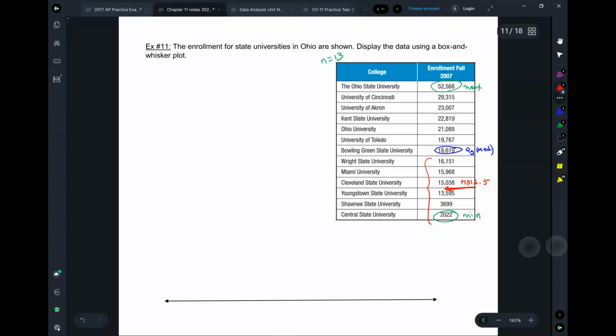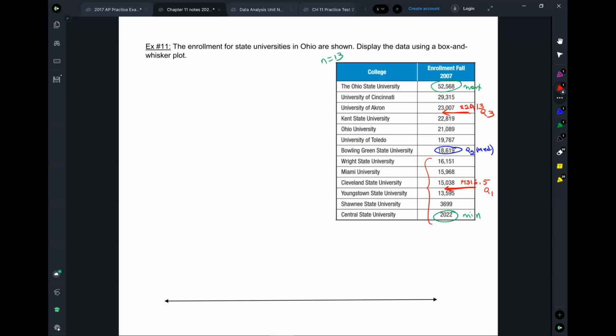Good. This is Q1, right? Remember, it's in the bottom half of the data. Okay? And then the middle of this one here is 22,913. That's Q3.